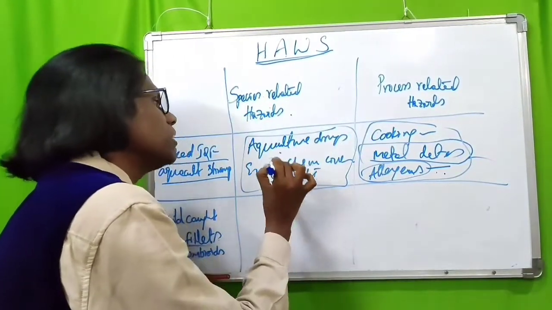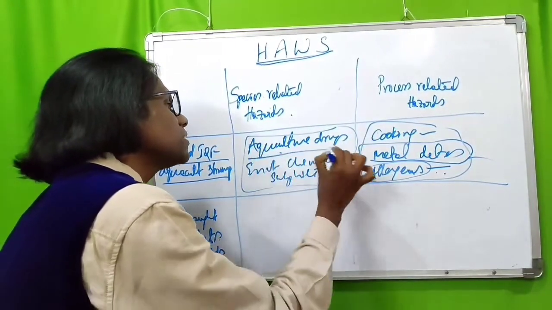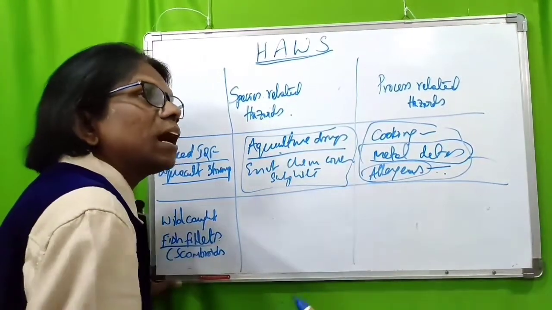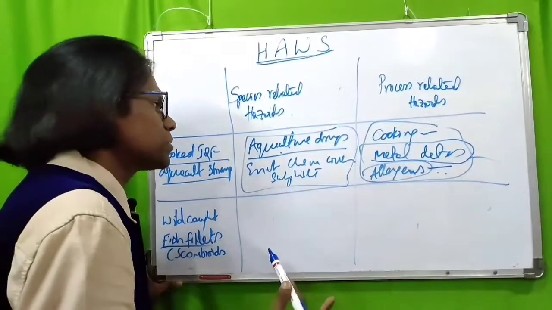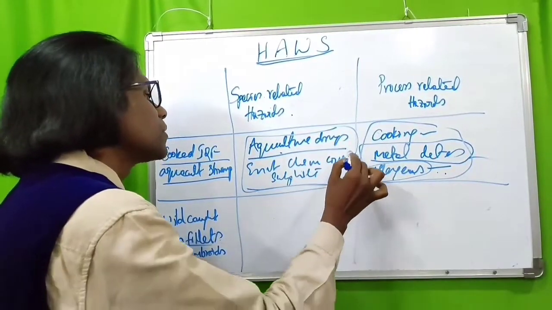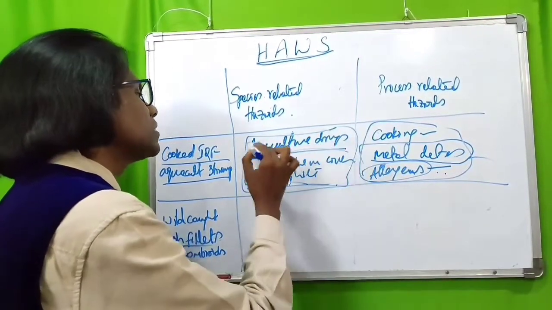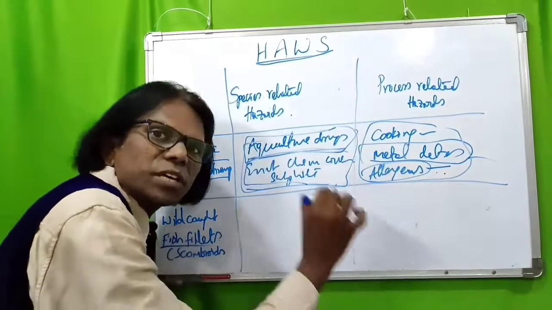If the shrimps are aquacultured, then the species related hazard is aquaculture drugs. You refer to the FDA Fish and Fishery Products Hazards and Controls Guide. Environmental contaminants and aquaculture drugs are the species related hazards for aquaculture shrimps.